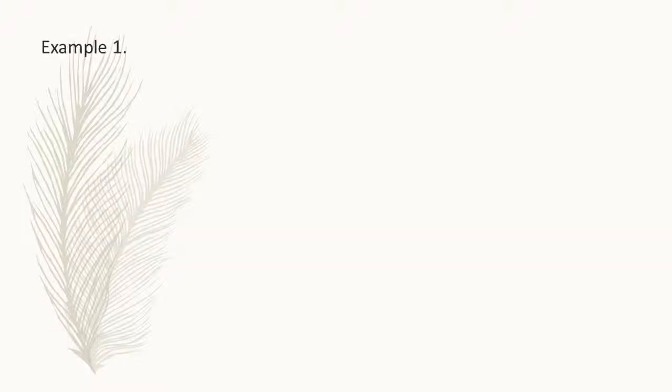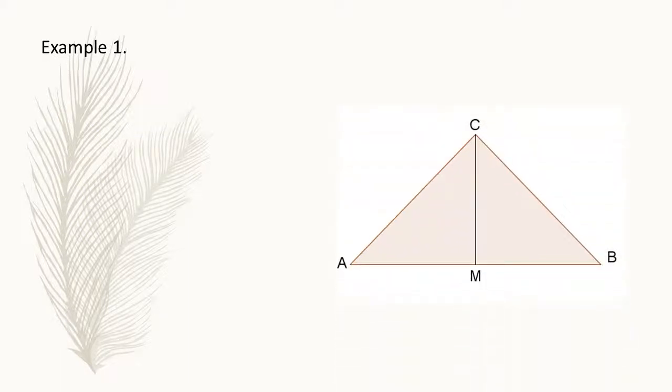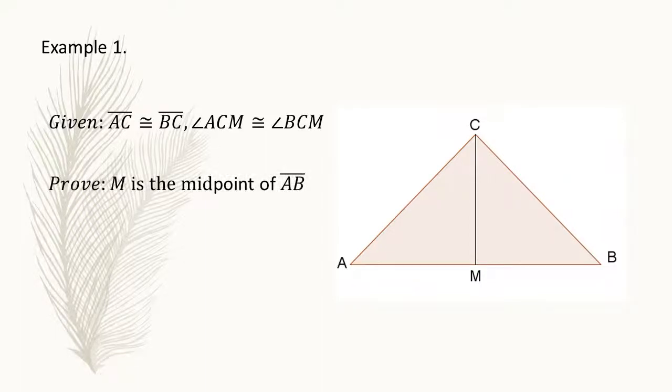Let us have an example. We have here triangle ACB. Given that line segment AC is congruent to line segment BC and angle ACM is also congruent to angle BCM, we prove that M is the midpoint of line segment AB. The key to the proof is establishing the presence of congruent triangles.